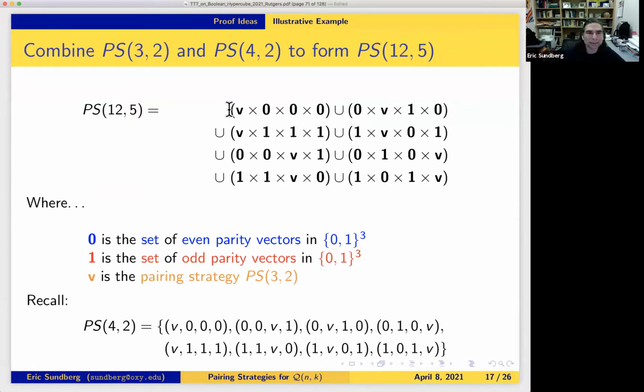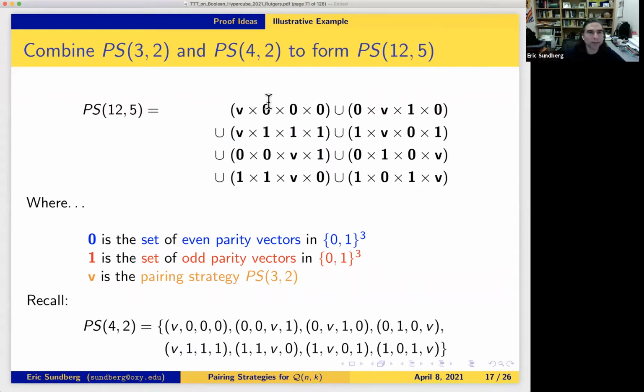What we end up doing is creating 8 of these Cartesian product sets. And the form of these Cartesian product sets comes directly from the 8 edges of PS42, our pairing strategy for the 4-2 game. Notice we had this edge V0, 0. Then we make this Cartesian set V cross 0, cross 0, cross 0, and so on. Here's the edge V1, 1. And here's the Cartesian product set V cross 1, cross 1, cross 1.